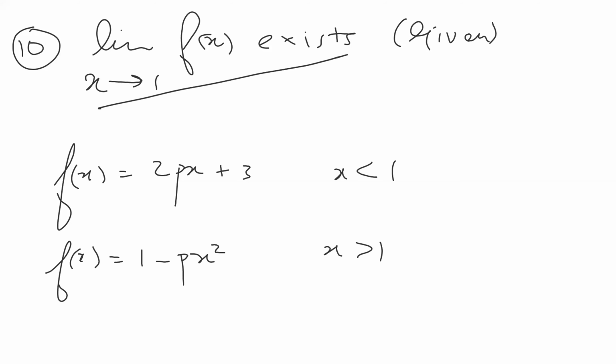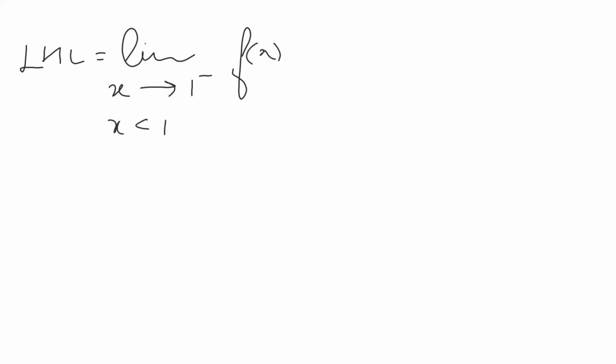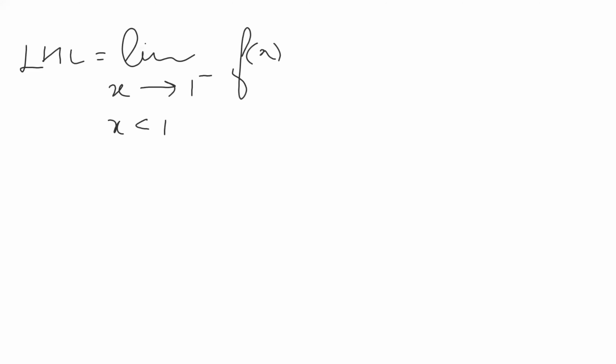So the limit exists. If the limit exists, LHL is equal to RHL. We need not prove this, we'll take it as a condition. So I'll just write what the LHL is. LHL is the limit as x approaches 1 minus, where x is lesser than 1. So for this function we'll take 2px plus 3.